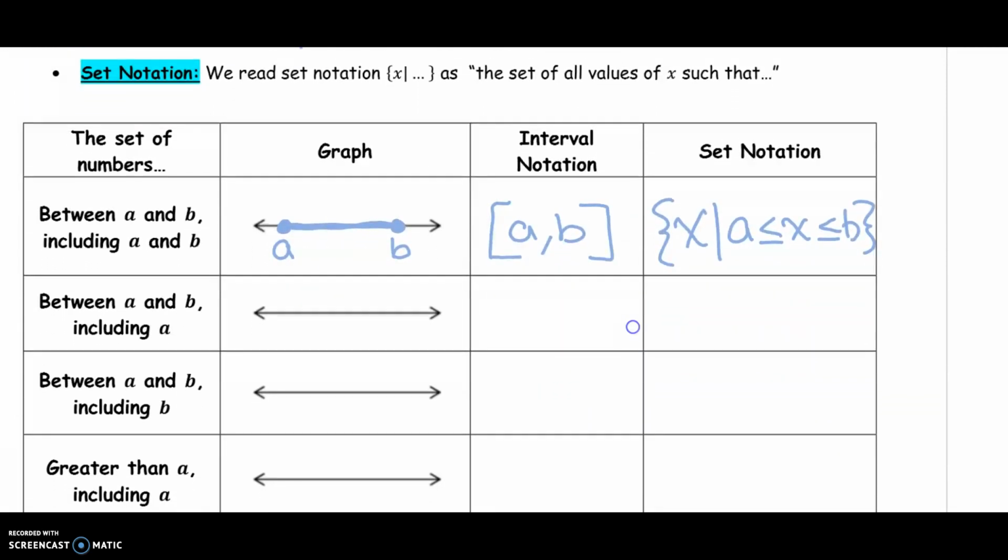So the next example is between A and B, including A. So what that means is we're including A, a solid circle, and we're going up to B, but B is not included in our range of numbers. The way that we would represent this for interval notation is starting with the bracket around A because we are including A, but we're not including B, so we use a parenthesis to represent that B is not included.